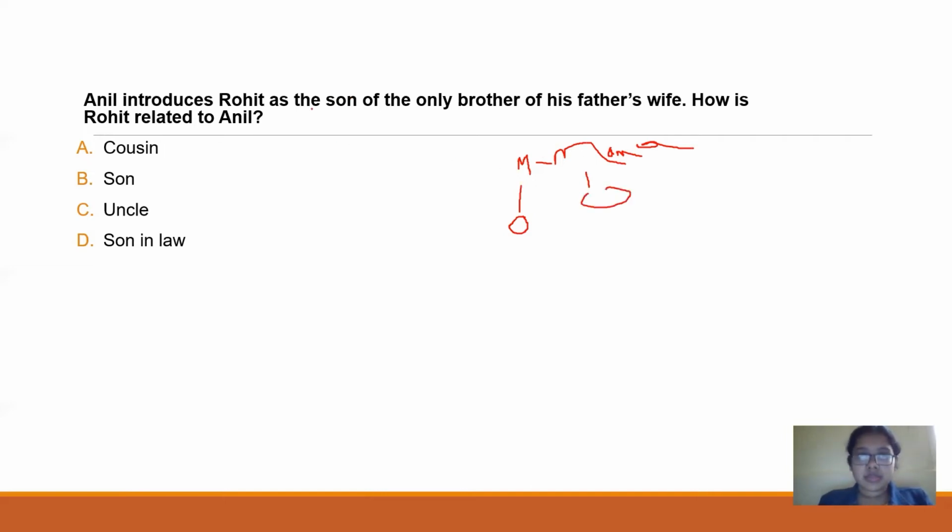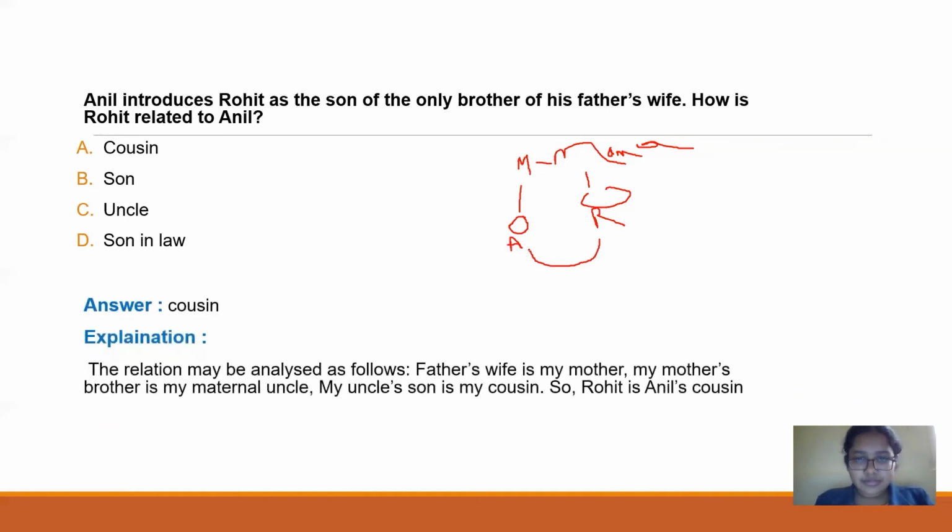Rohit as the son means this is Rohit and this is me, Anil, for this question. Then what's the relation between these? How is Rohit related to Anil? Obviously, they are cousins. That option is cousin. Here's the explanation. The relation may be analyzed as follows. Father's wife is a mother. My mother's brother is a maternal uncle. Maternal uncle is mama. My uncle's son is my cousin. So Rohit is Anil's cousin.